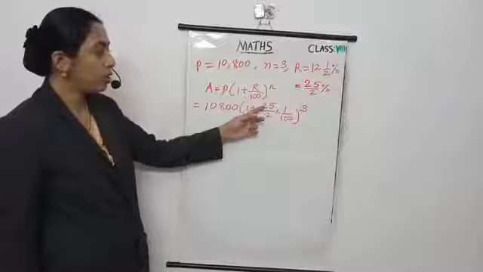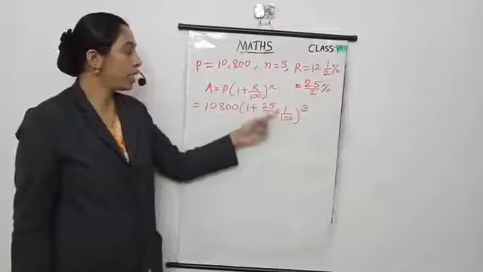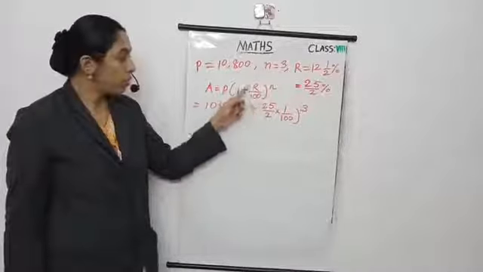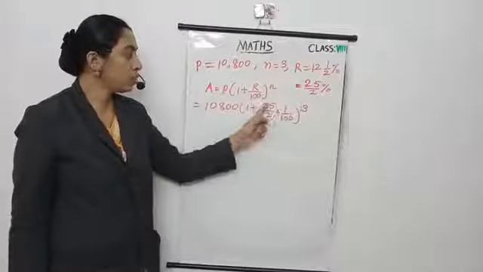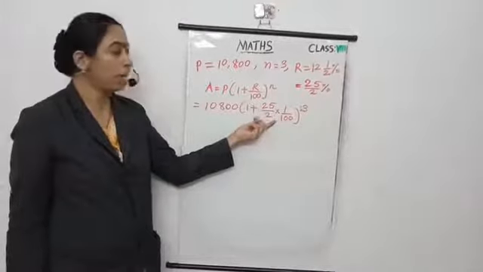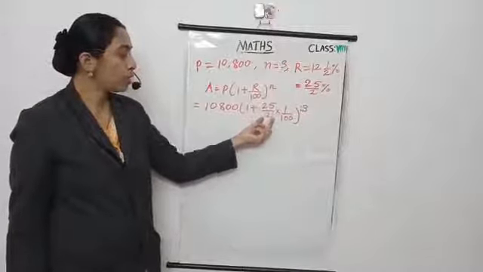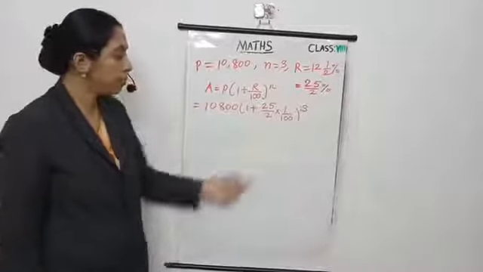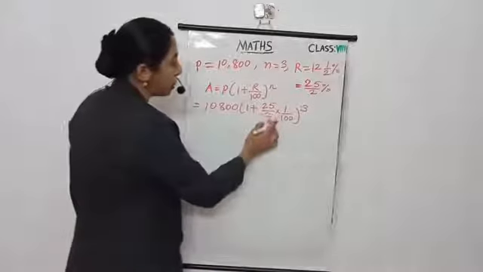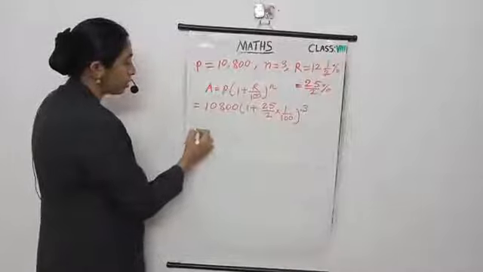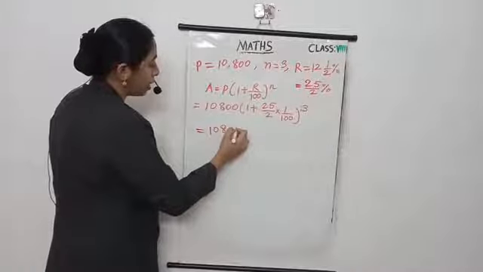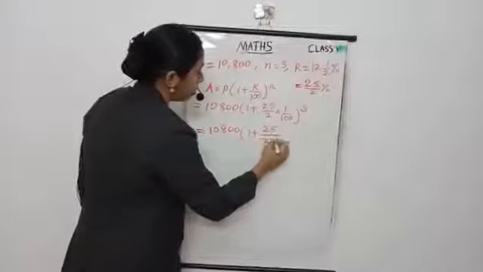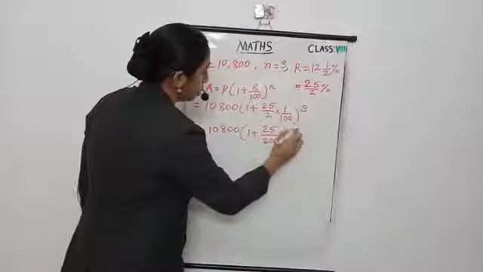Why here 25 by 2 into 1 by 100? R by 100 is the rate. Here 25 by 2 is R, and the denominator is 100 and the numerator is 25 by 2. So I take it for easy multiplication of 25 by 2 into 1 by 100. Now this is equal to 1800 into 1 plus 25 by 200, all raised to 3.